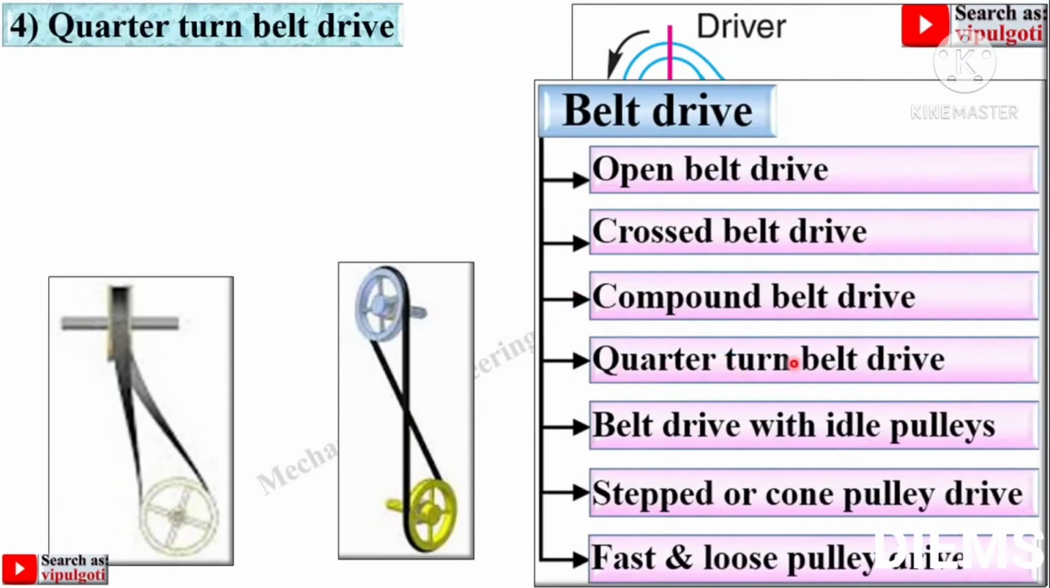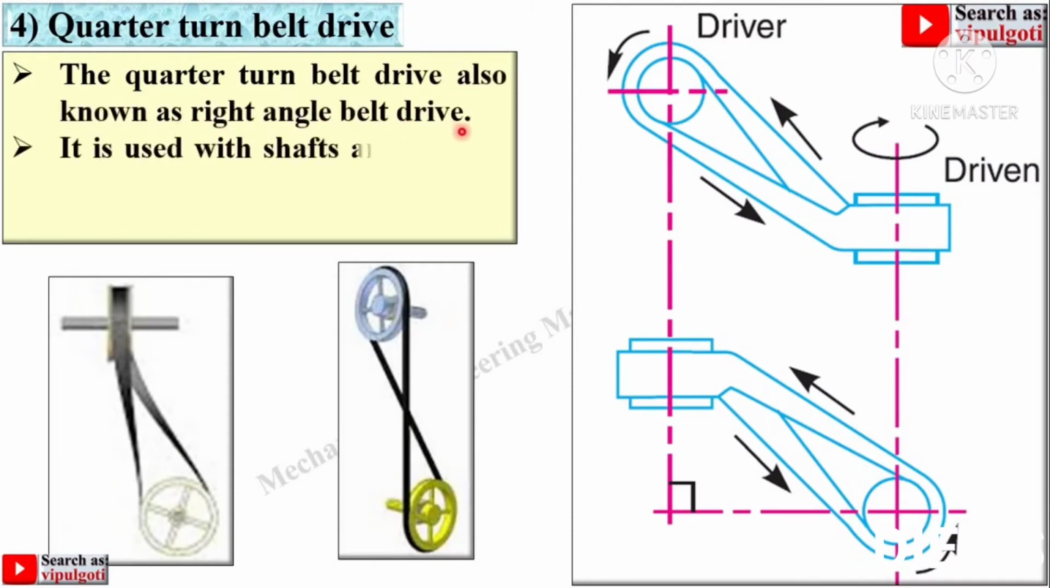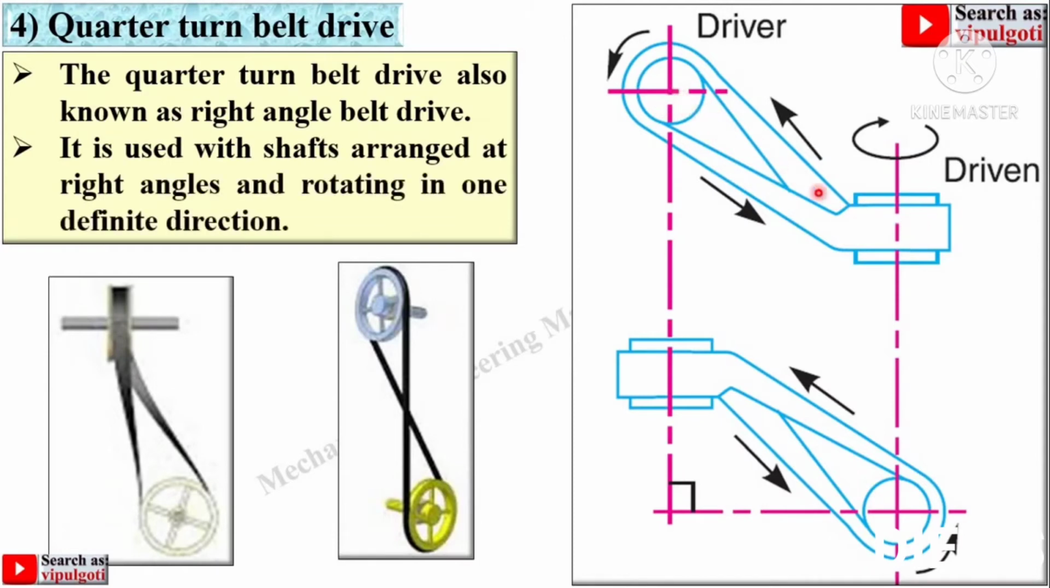Now fourth one, quarter turn belt drive. The quarter turn belt drive, also known as right angle belt drive, because both the shafts are exactly at right angle to each other. It is used with shafts arranged at right angles.